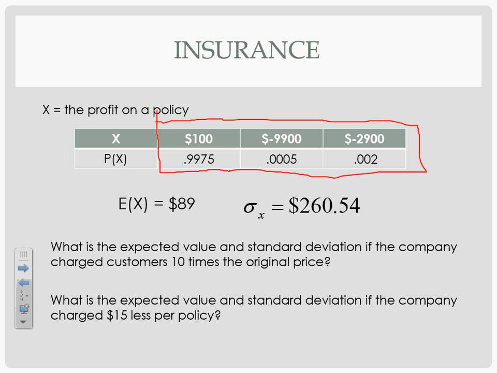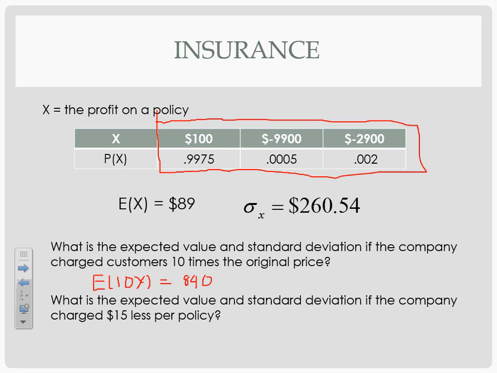So a way that's going to be a little bit different for us is all of a sudden if we decide that we're going to find the expected value and standard deviation, if we decide to start charging customers instead of $100 a year, 10 times the amount, which would be $1,000 a year. So the expected value now for 10x, this is where we were using that rule before. It just means we're going to multiply the $89. So instead of $89, we're now expecting to make $890 for every policy.